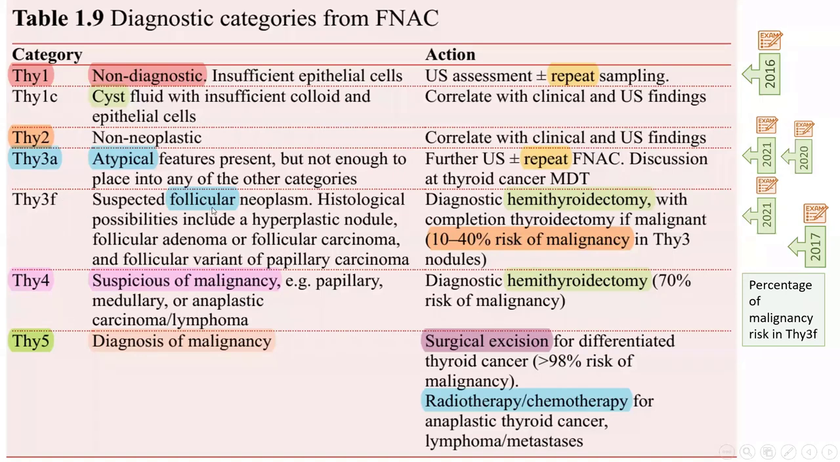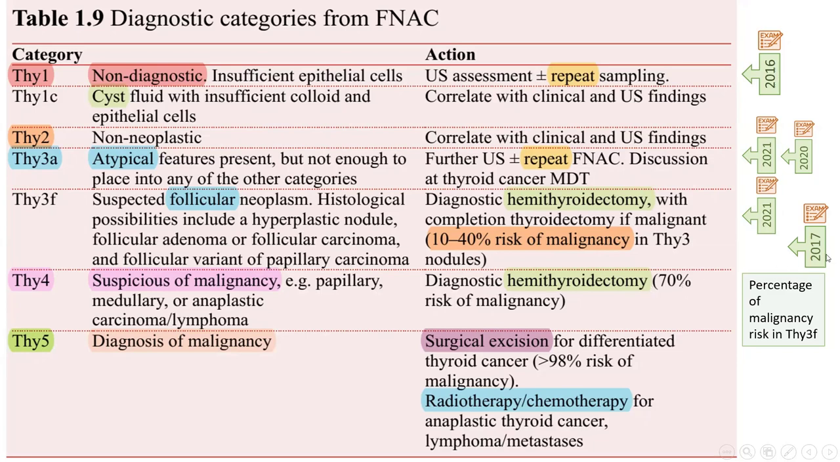Psi 3F, suspected follicular neoplasia. Is it follicular adenoma or carcinoma? I don't know. By biopsy, we cannot differentiate between follicular adenoma and follicular carcinoma. So what is the action? Diagnostic thyroidectomy, with completion thyroidectomy if malignant. And the risk of malignancy in this category, because this is our exam, is 10 to 40%. So we should do hemithyroidectomy. Psi 4, suspicious of malignancy. What is the next option? Diagnostic hemithyroidectomy. Risk of malignancy is 70%.